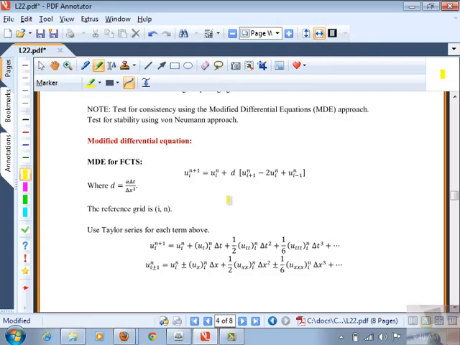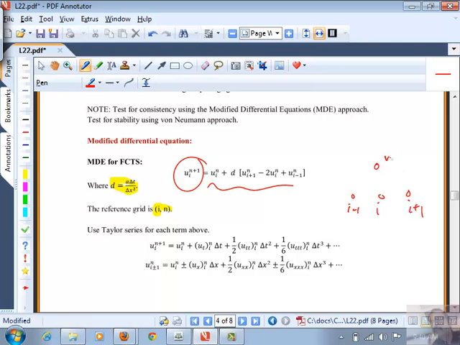And how do we do that? In this particular one, D is a constant. It is a constant that includes alpha from the model itself, and delta t and delta x from the numerical approximation. So you do a Taylor series expansion. The reference grid point is going to be i, n, and from inspection you can say that this has the template like this, because you have n plus 1, and then you have n on the right-hand side, and this is i minus 1, i, and i plus 1. This is n plus 1. So this is my template.